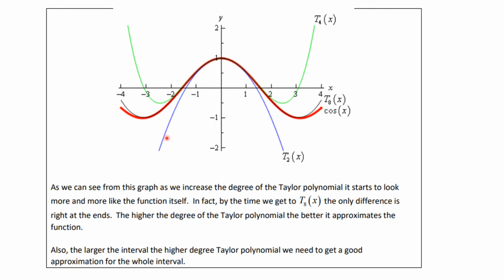Now eventually all of these fall off as you get farther away, as you would expect, but often what we're doing is picking our points, like here we're expanding about 0, saying, well, we're really interested in what's happening near there anyway. So as you can see from the graph, as we increase the degree of the Taylor polynomial, it starts to look more and more like the function itself. In fact, by the time we get to T8, the only difference is at the endpoints over here. So a very good approximation indeed. Also, the larger the interval, the higher degree polynomial we need to get a good approximation for the whole interval.